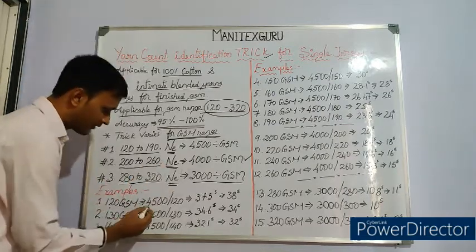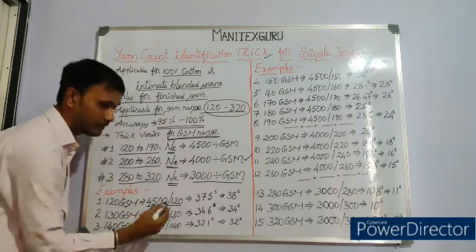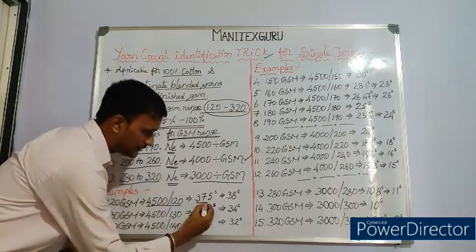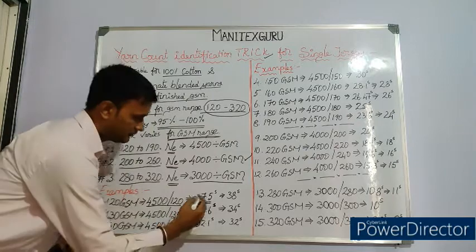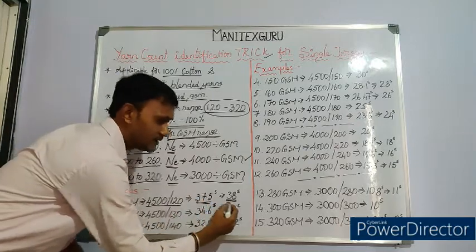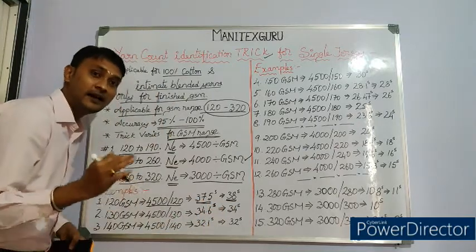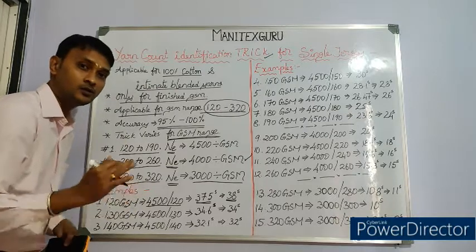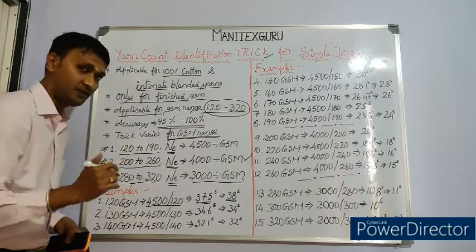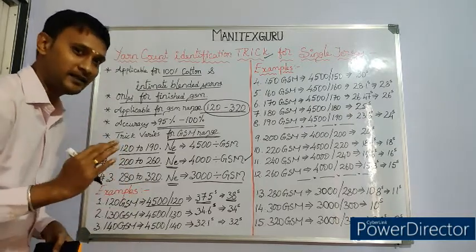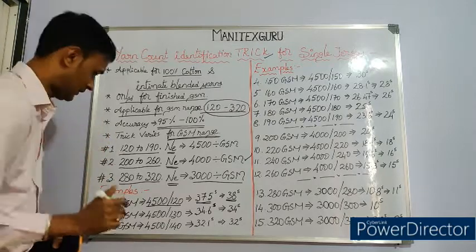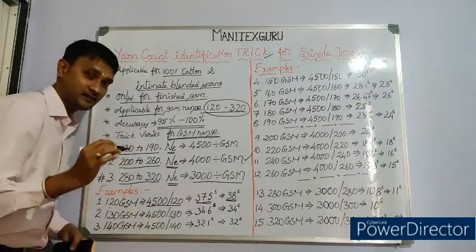The trick is 4500 divided by 120. The result is 37.5. If we round it off, 38. 38 is the ideal and suitable count to achieve 120 GSM finished fabric with the normal regular loop length with the normal tightness factor.